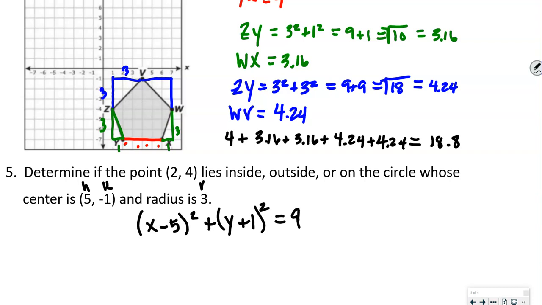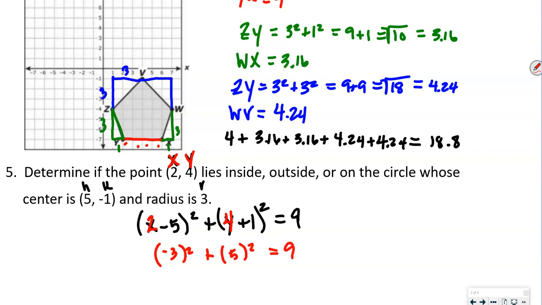Now it's asking us where does this point lie, so what we're going to do is we're going to take this point and we're going to make it our x and our y, okay? Actually, let's make those a different color, x and y. So we're going to put that 2 right there. We're going to put that 4 right there. So 2 minus 5 is negative 3 squared plus 4 plus 1 is 5 squared.